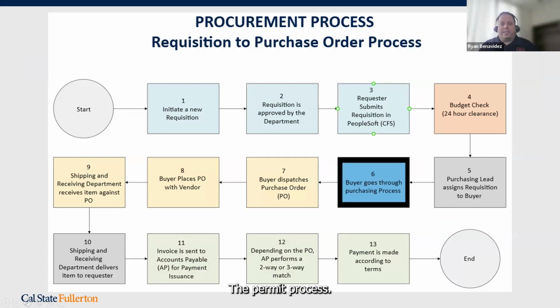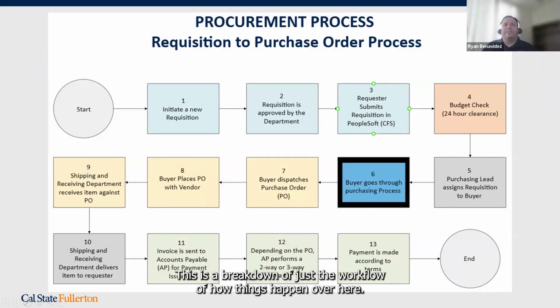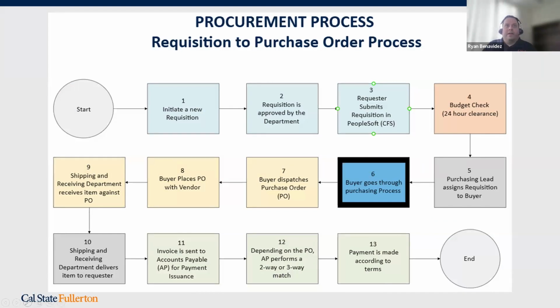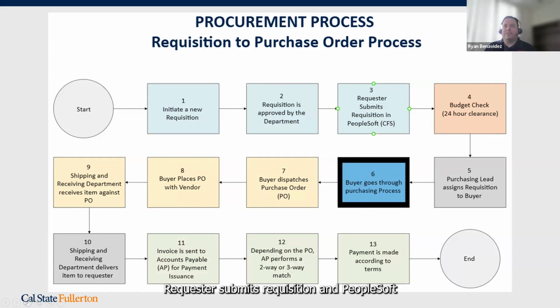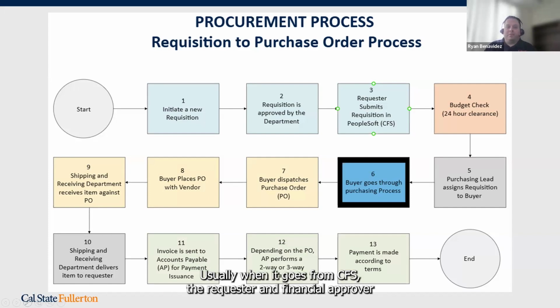The procurement process. This is a breakdown of the workflow of how things happen over here, from requisition to purchase order, starting with initiate a new requisition. Requisition is approved by the department. Requester submits requisition in PeopleSoft. Budget check. We put on here 24-hour clearance, but really it's the next business day. That is usually when it goes from CFS, the requester and financial approver side, over to the CMP side.